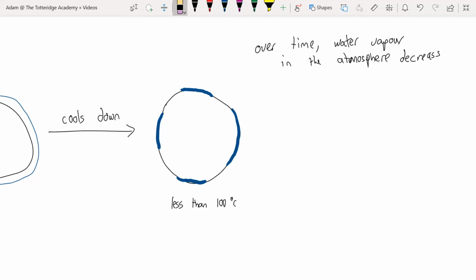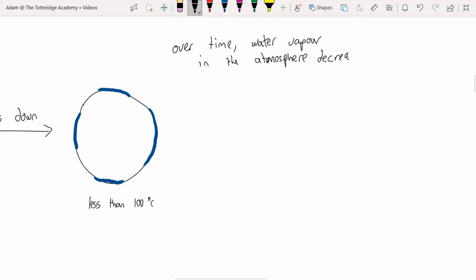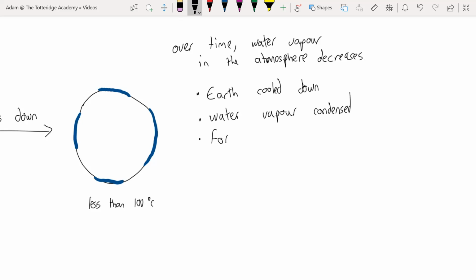spelled that wrong, rookie. This is because Earth cooled down. The water vapor condensed. And it formed what we call today the oceans.